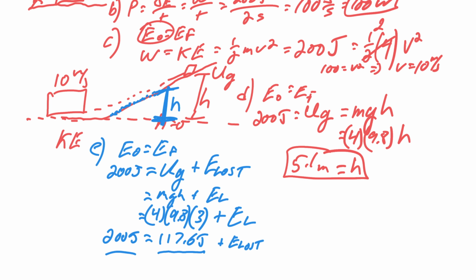Or specifically, we didn't really lose it, it just turned into heat energy, right, through this process of friction. So subtract those two, I'm getting an energy loss of 82.4 joules. All right, let's move on to question number 2.